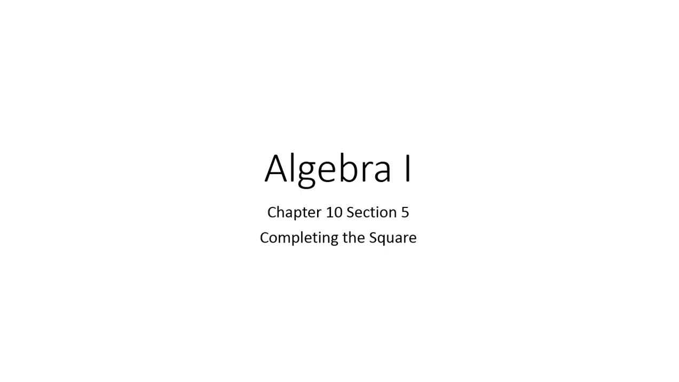All right, continuing on to section 5 in Algebra 1, chapter 10, we're looking at completing the square. Now, completing the square is another method of solving for our zeros of a parabola, of a quadratic. So we've talked about how to do it if there's no b value, where you just solve for x, essentially doing a square root.